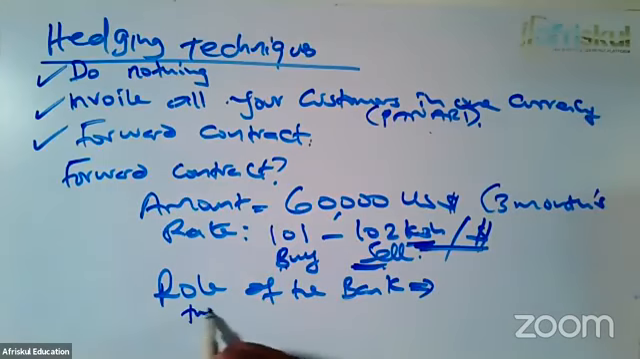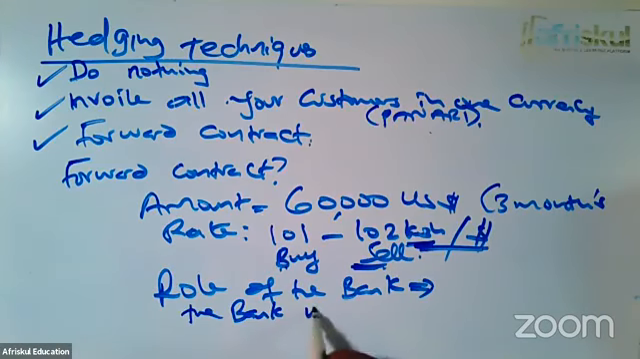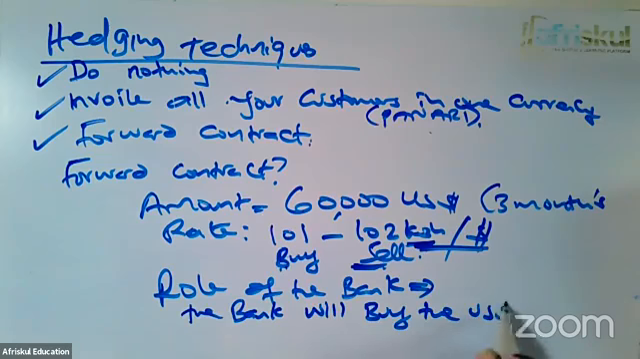So the bank here will buy the US dollars, and fortunately you have been able to define the buying rate. The bank will buy the US dollars at 101 Kenya shillings per dollar. We have Clara Kyoko saying the bank will buy US dollars from Kadzenga.